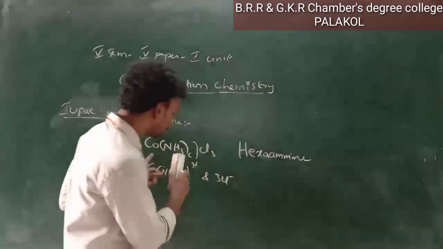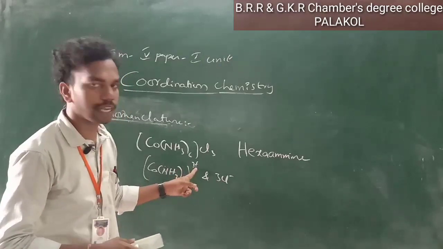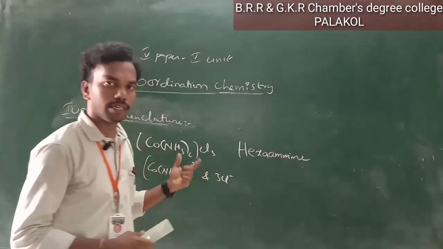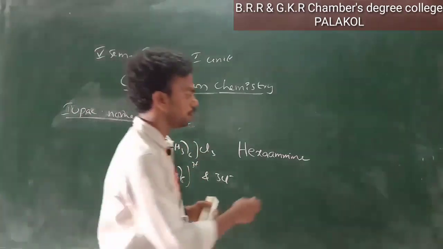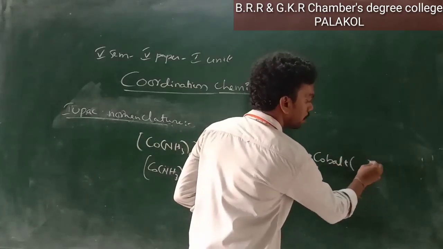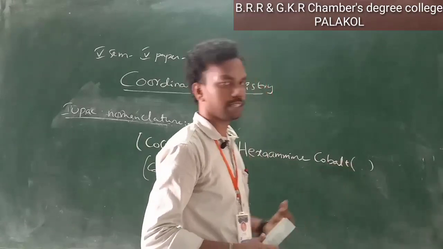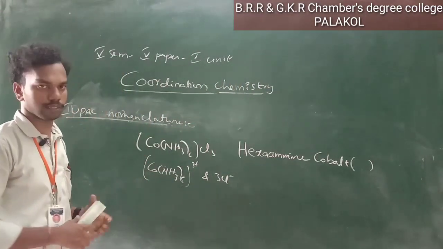After naming the ligand, next comes the central atom, cobalt. Here the coordination sphere has a positive charge, so the metal name stays as it is. If it had a negative charge, the metal name would end with -ate. Here the charge is positive, so cobalt is followed by the oxidation state, written in parentheses. Now, how do we calculate the oxidation state for this complex?